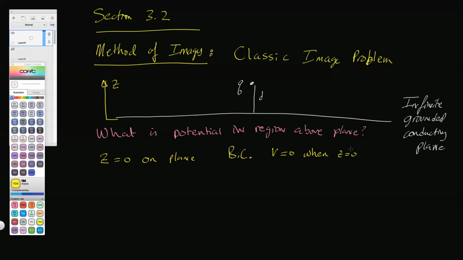Okay, and we know that if we go really far away from the point charge, and remember the plane's infinite, so we're going out far away from the point charge, V is also going to go to 0. So V goes to 0 when x squared plus y squared plus z squared is a lot greater than d squared. It's another way of saying you're just far away, yeah?